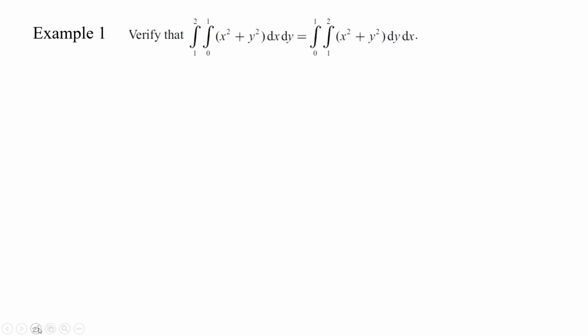In particular, this problem says that even the order is changing here. It is dx, dy, and then here first dy dx. That means here the inner integration is with respect to x, and the outer integration is with respect to y. But here the inner integration is with respect to y, and the outer integration is with respect to x.